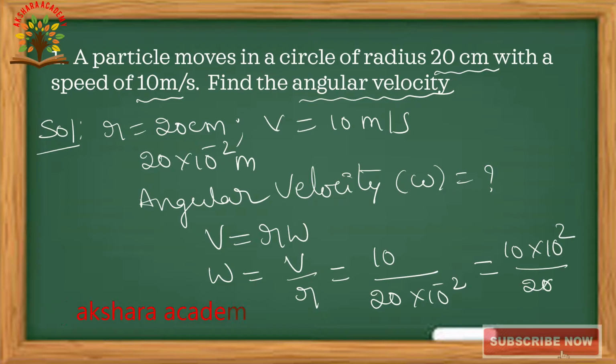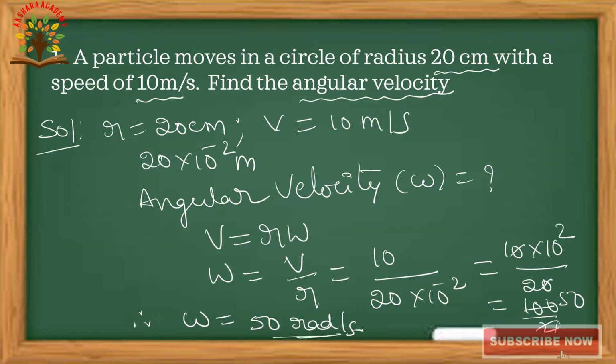Here the zeros cancel. 10 square is nothing but 100. 100 by 2, 2 fifties are 100, so 50 radians per second. Therefore, the final answer: omega is equal to 50 radians per second. This is the final answer. Angular velocity omega is equal to 50 radians per second.